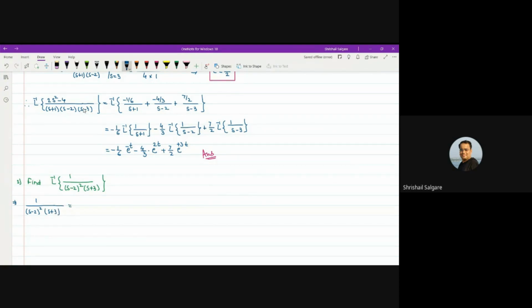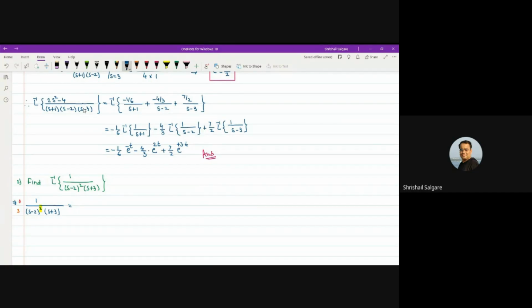What is the degree of numerator? The polynomial is constant. What is the degree? 0. Very good. And what is the degree of denominator? Yes, it is 3. So once again, the degree of numerator is less than the degree of denominator. You can apply the partial fraction method.